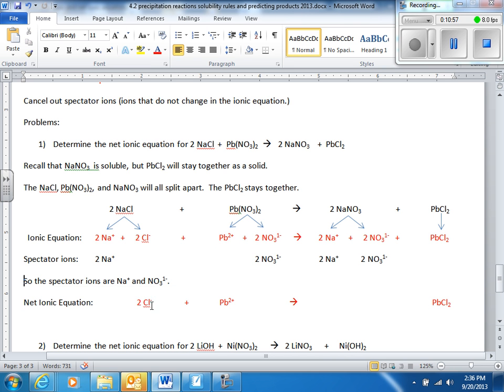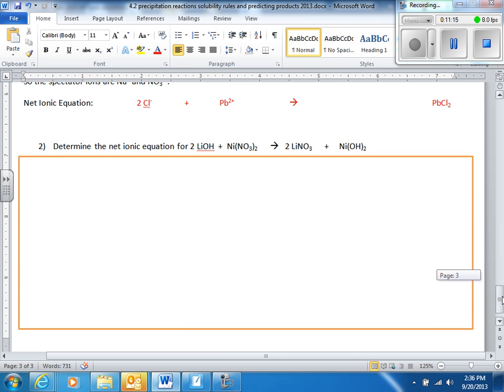All I have left is the chloride and the lead 2, making lead 2 chloride. Now, notice lead is in here, but it does not look exactly the same because here the lead is combined with something else. So I did not cancel out the leads. And the chloride is alone here and combined with something else. Okay, last one of these.